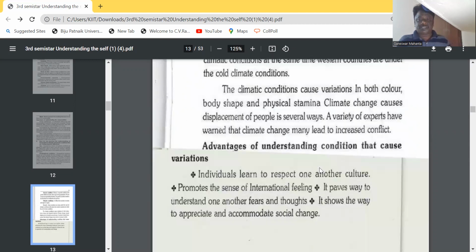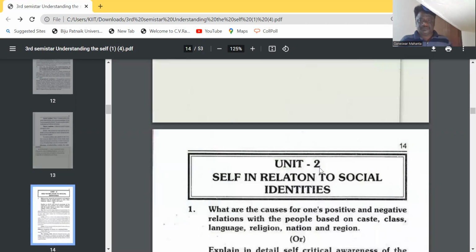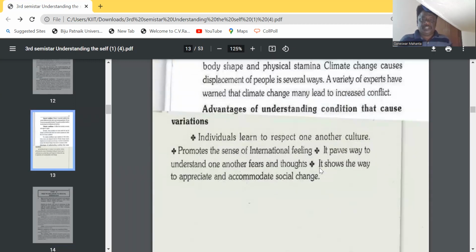Advantages of understanding these are huge, given the variations in individual learning processes. Individuals learn respect for other cultures and promote a sense of international feeling. It paves the way to understand one another's fears and thoughts, and shows the way to appreciate and relate to the society. So these are the things we have discussed about unit 2.